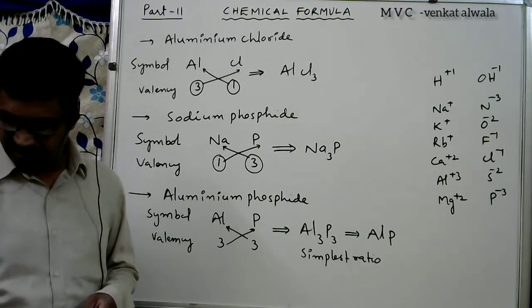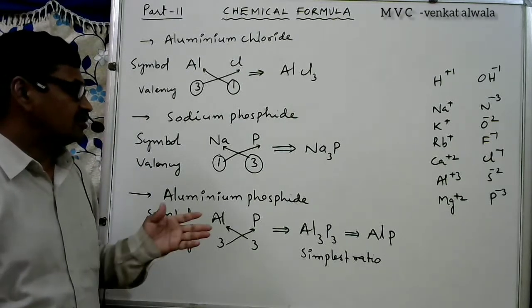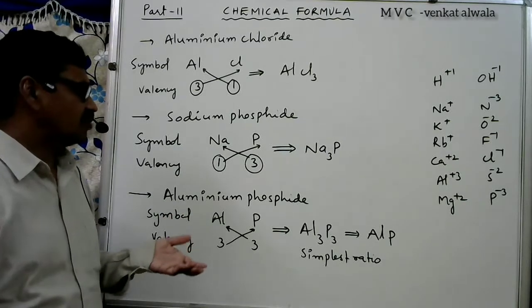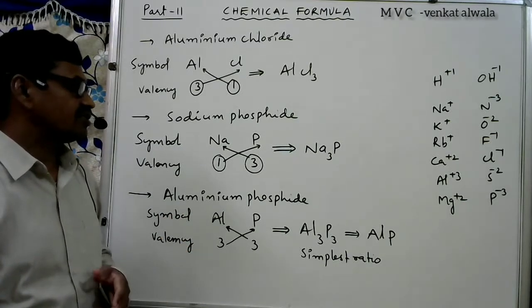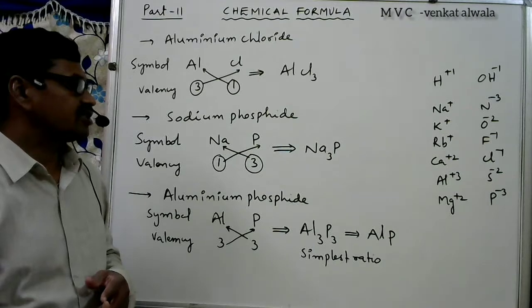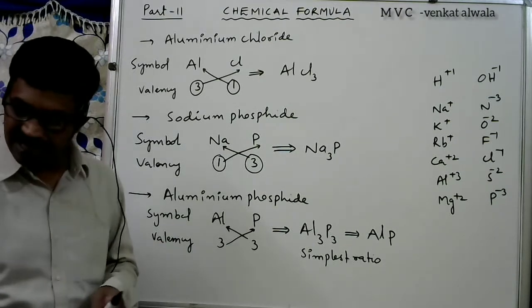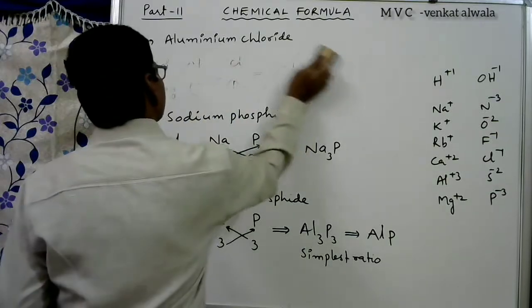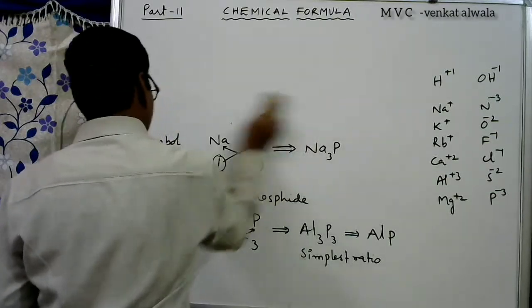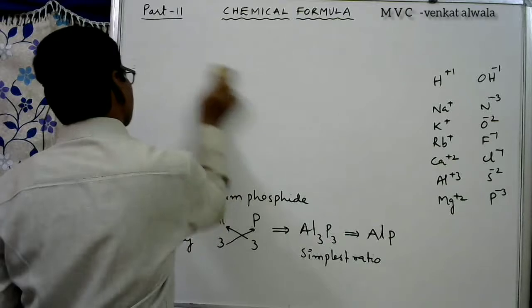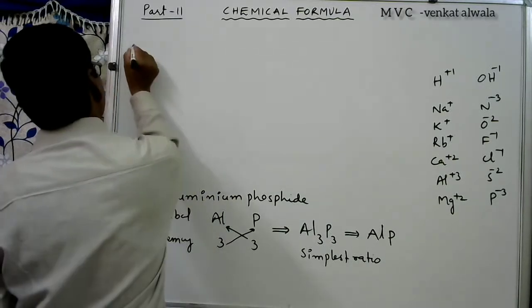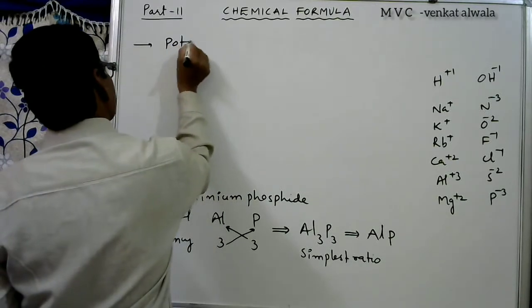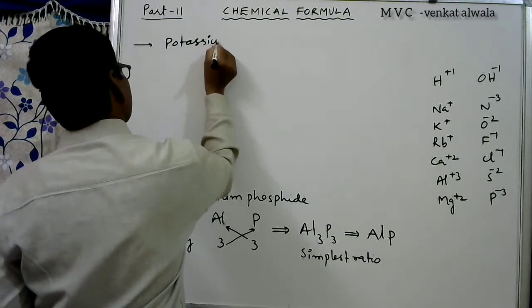Like this we can write many formulas. Nitrides also we can write, phosphates also we can write. For example, if we take potassium nitride and calcium nitride, we'll write now. Potassium nitride, calcium nitride, potassium nitride.